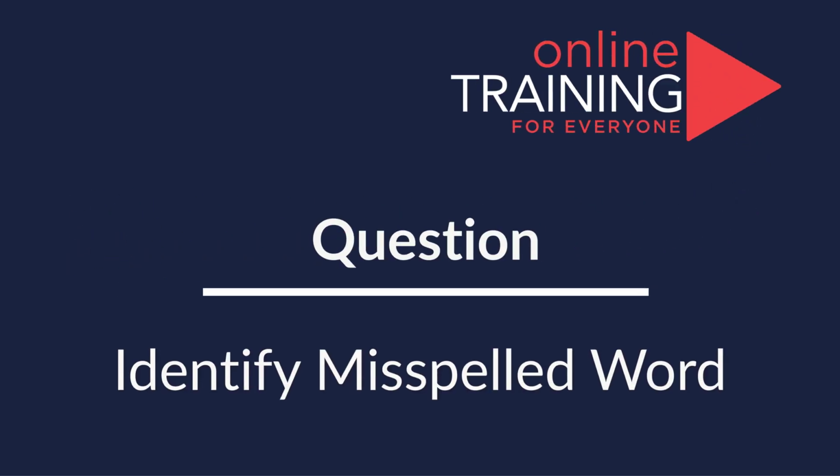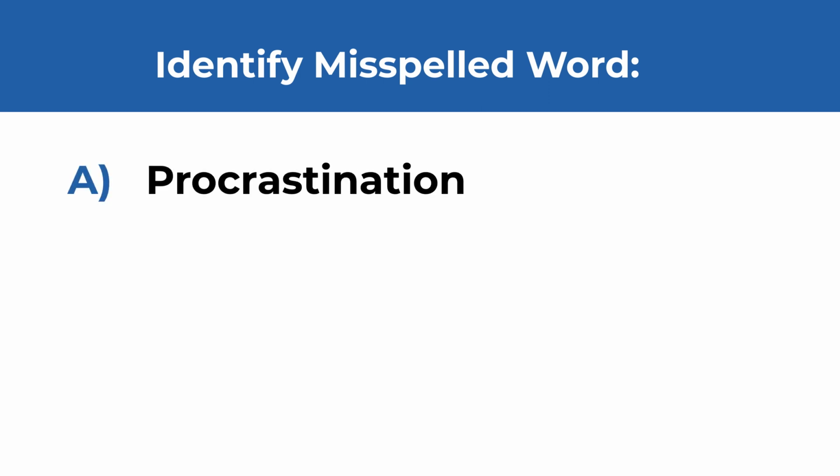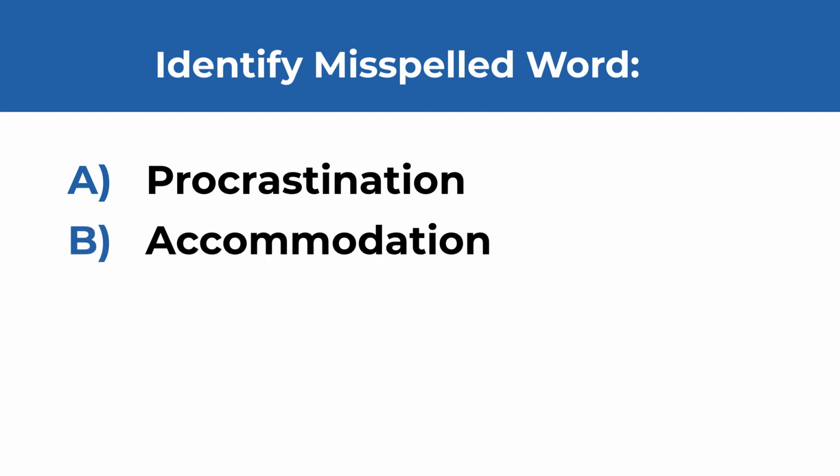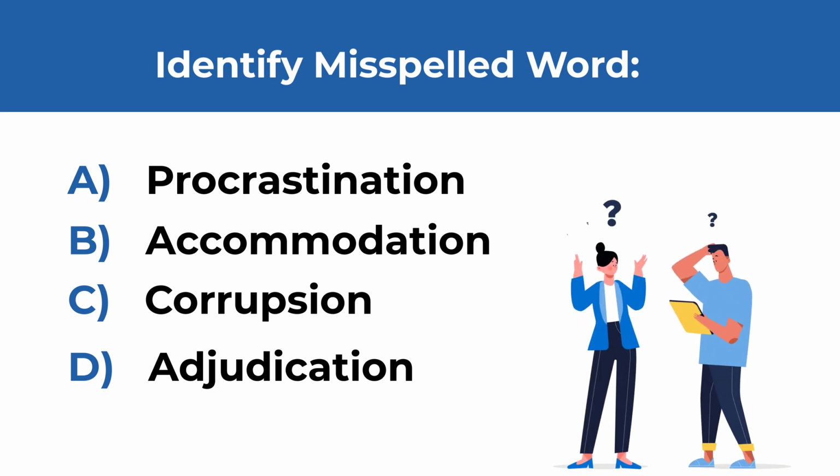Here's the test question where you're presented with 4 different words, and you need to identify the word which is misspelled. The first word you see on the screen is procrastination. The second is accommodation. Third one is corruption. And the fourth one is adjudication.